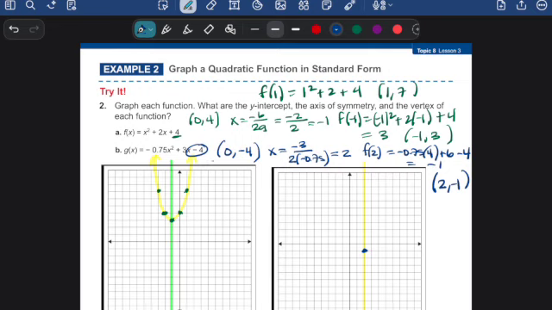Let's now plot the y-intercept at (0, -4). And then reflect it. So it looks like I'm having a downward facing parabola. Does that make sense? Yes, because our leading coefficient is negative. And let's do one more.